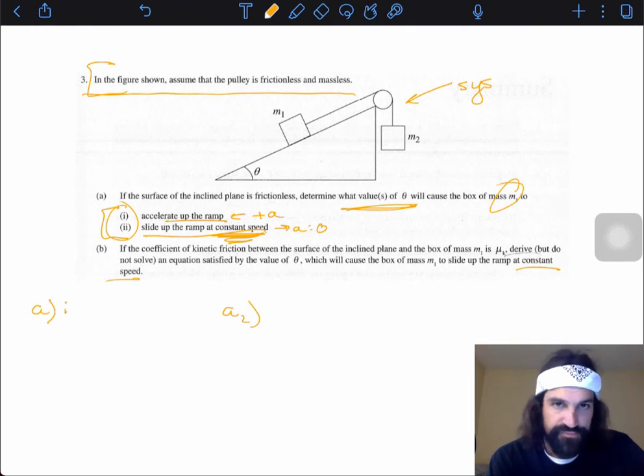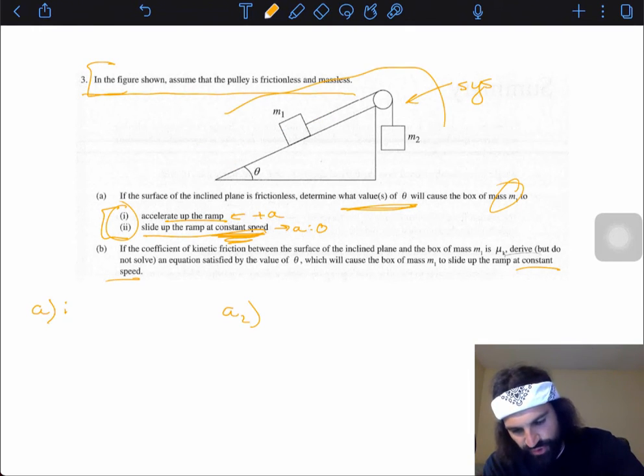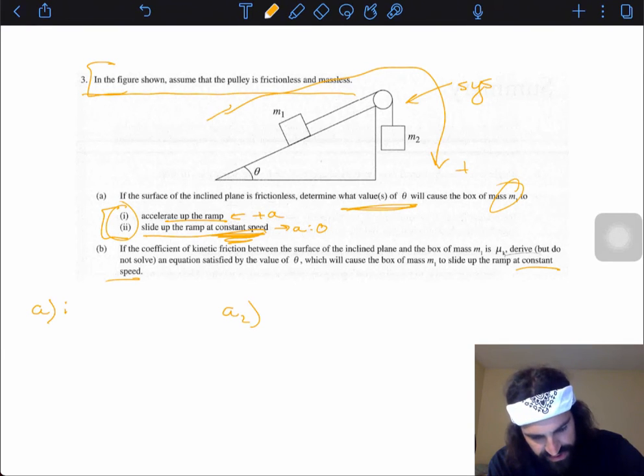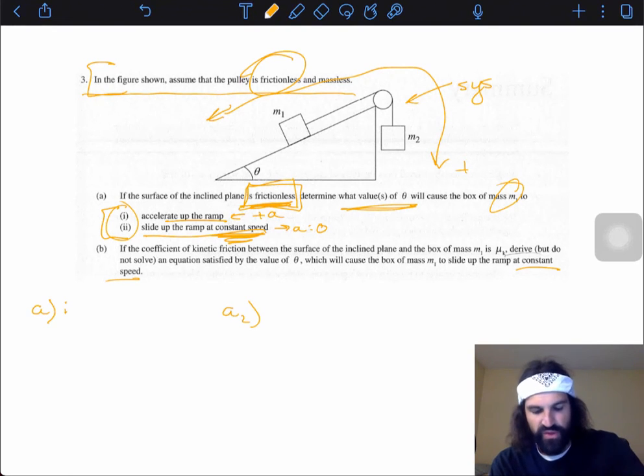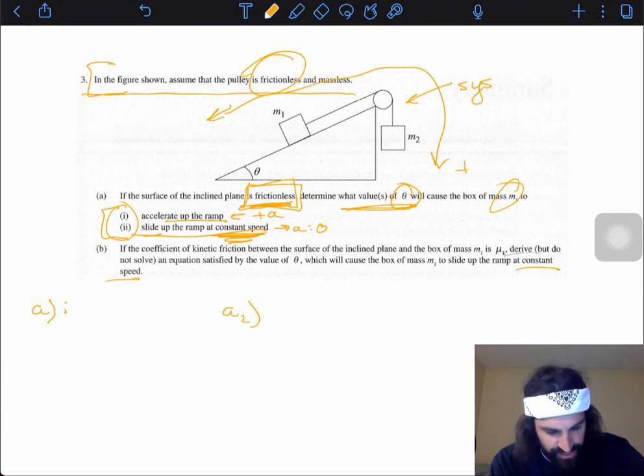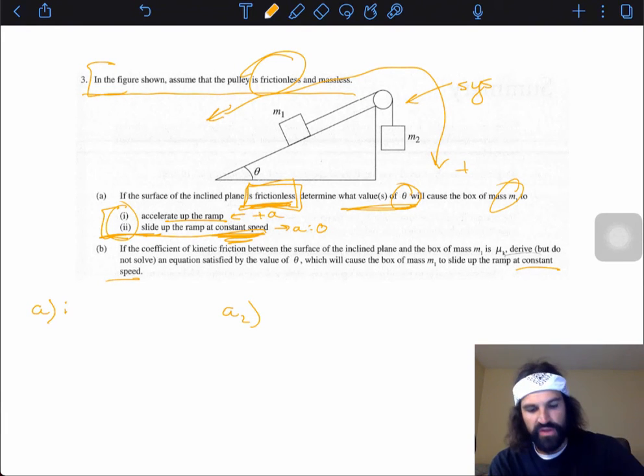So then we've chosen our axis of motion. This way is positive, this way is negative, and now I'm going to start labeling my forces. Pulley is frictionless and massless, but that doesn't mean the surface is frictionless and massless. But they say right here, the inclined plane surface is frictionless. Find the angle that will cause the box to slide up the ramp at constant speed.